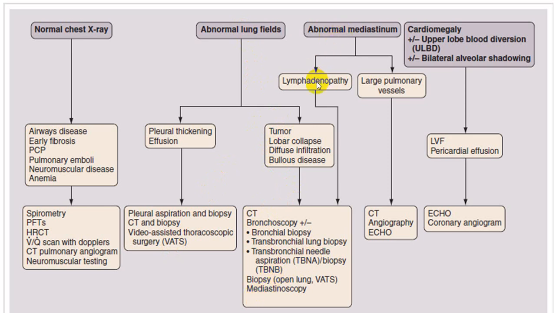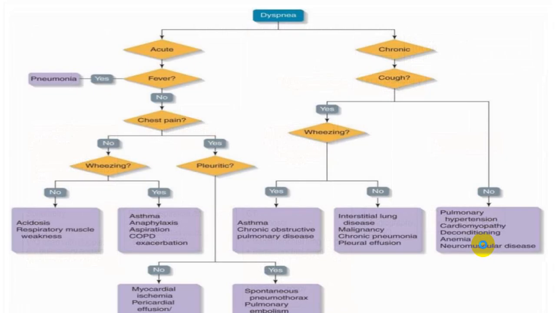If there is a lymphadenopathy, then also you can go for it, because you will have to rule out malignancy. If there is an abnormal lymphadenopathy seen in the mediastinum, or if there are large pulmonary vessels, you can go for CT angio and echo. If there is a cardiomegaly, then you suspect left ventricular failure or pericardial effusion, you go for echo and you can go for angiography. You want to rule out coronary artery disease or ischemic heart disease.